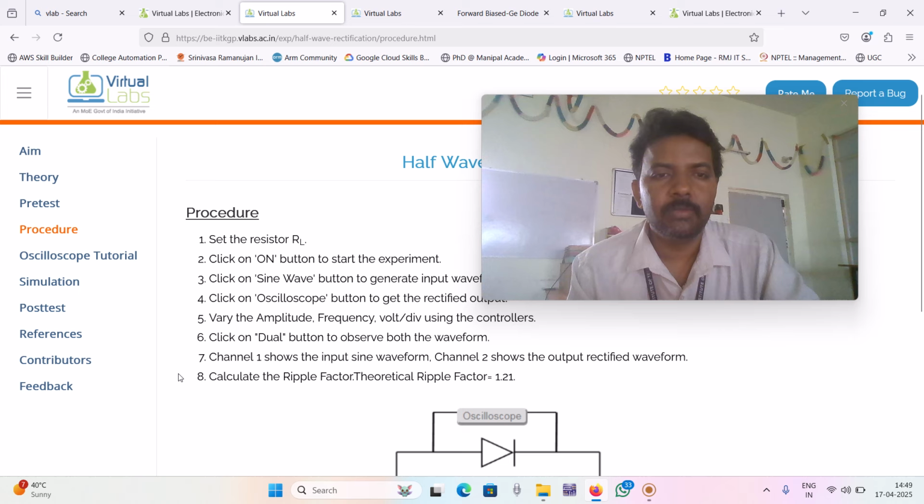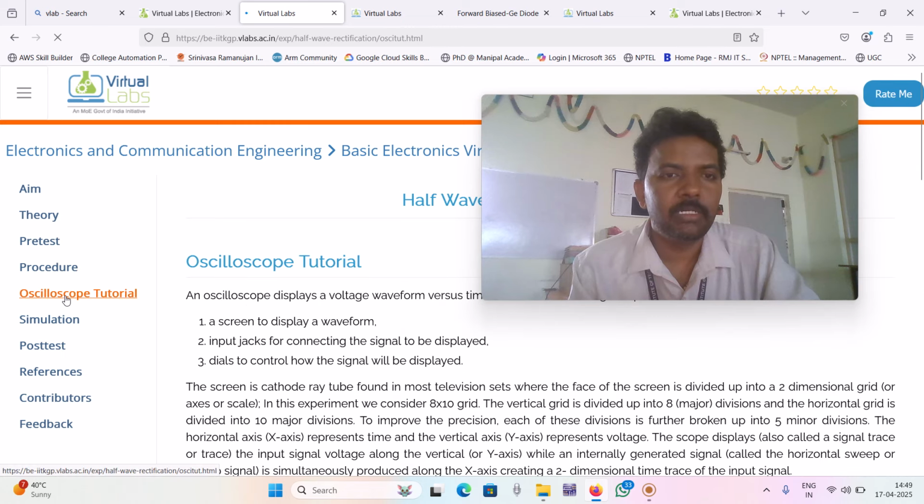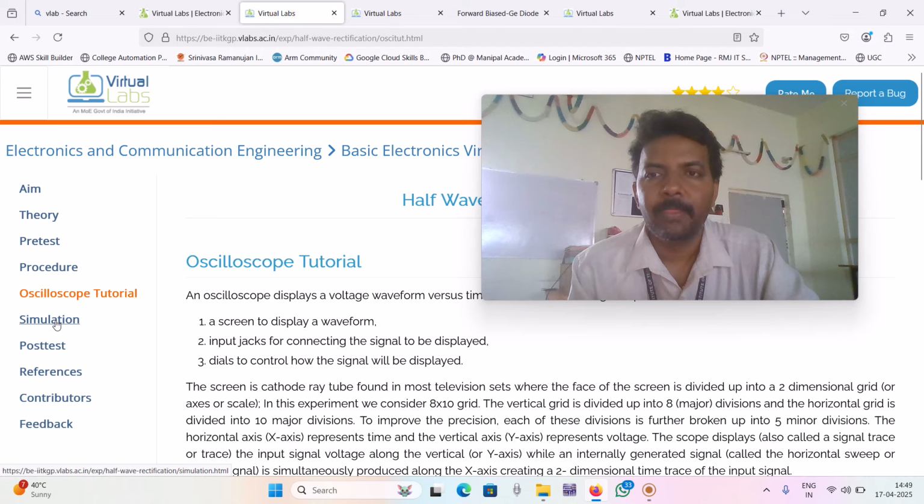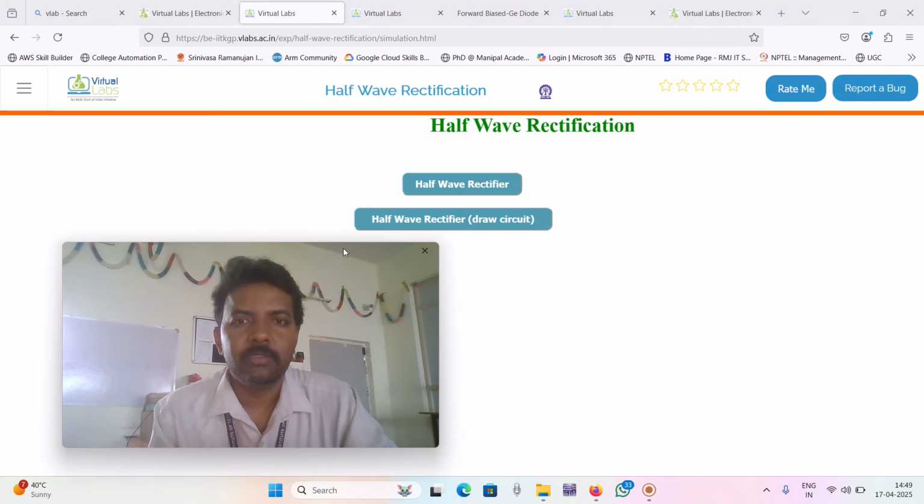Okay. And also the ripple factor for this half wave rectifier is 1.21. We know that is a theoretical value. Then click on this oscilloscope tutorial. It is available and it is similar to the normal lab CRO. And see this simulation environment. Here we have two options. One is the rectifier with connections, where everything is designed, and the other is to draw the circuits. You can choose this first option.